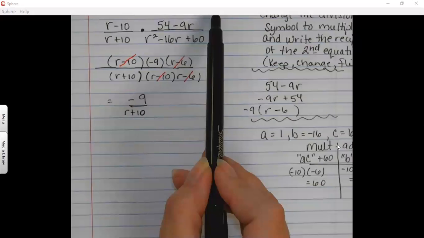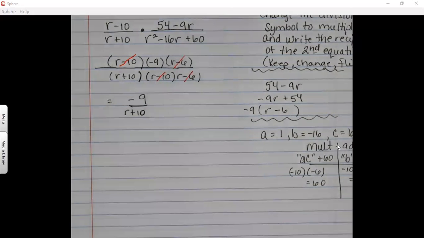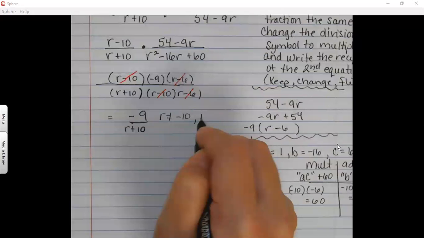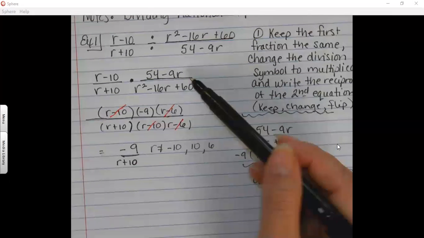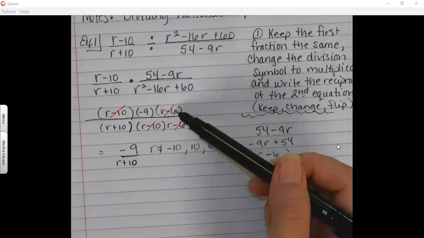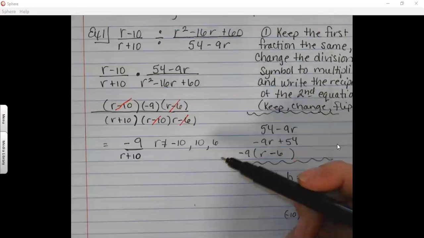So, look at where we have factored. R plus 10, R minus 10, R minus 6. So we know R cannot equal negative 10, positive 10, and positive 6, right? Well, 54 minus 9r was originally in the denominator, was it not? So it was at one time in the denominator. Well, 54 minus 9r was factored to be negative 9 times r minus 6. So that would have given us a restriction of positive 6, which we already have. So that's why I'm questioning myself, because either way, the positive 6 would show up.